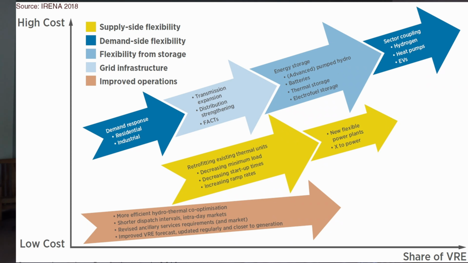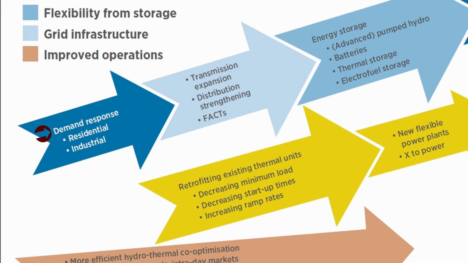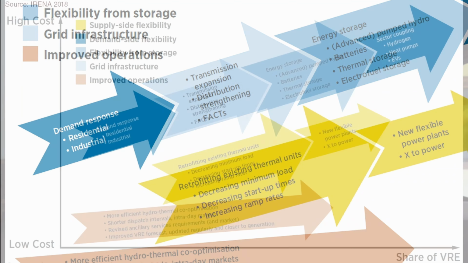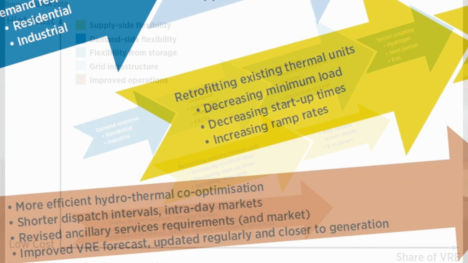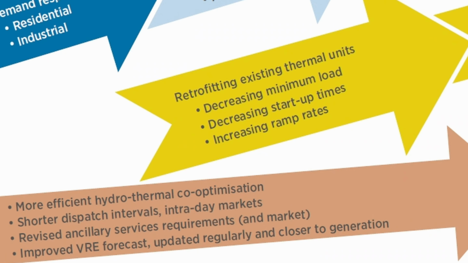So what we discussed already was the demand response side. So here in the middle with the dark blue one, residential and industrial measures. This is a relatively expensive measure. If we go down and see the reddish part here, we see that we could also use more efficient hydro and thermal co-optimization. We could use also shorter dispatch intervals or use intraday markets. We can revise auxiliary services requirements at markets.